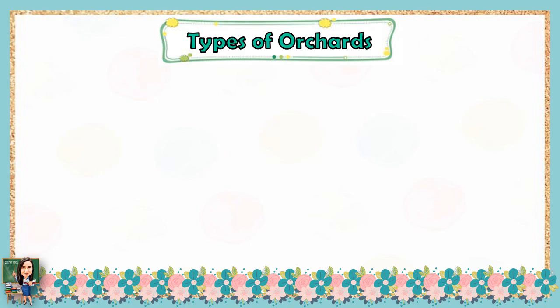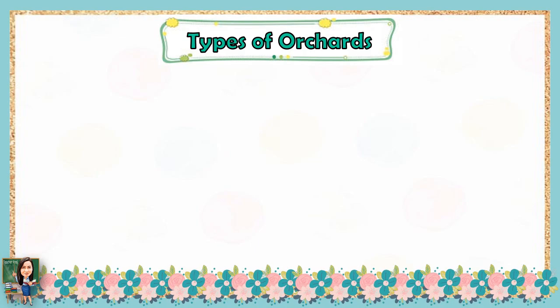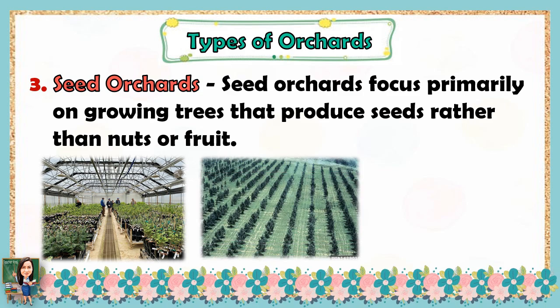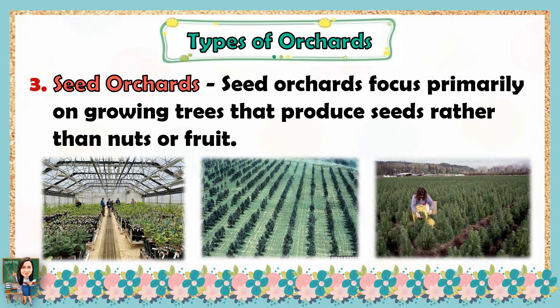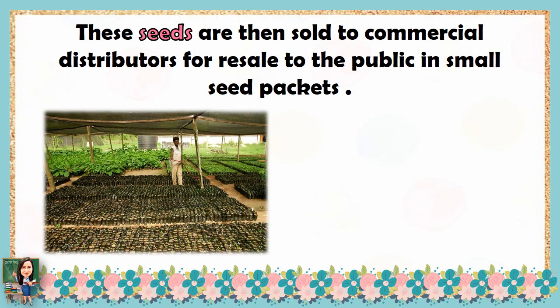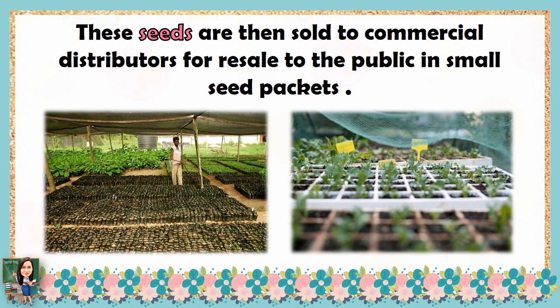Another type of orchard is number 3, seed orchards. Seed orchards focus primarily on growing trees that produce seeds rather than nuts or fruits. These seeds are then sold to commercial distributors for resale to the public in small seed packets.